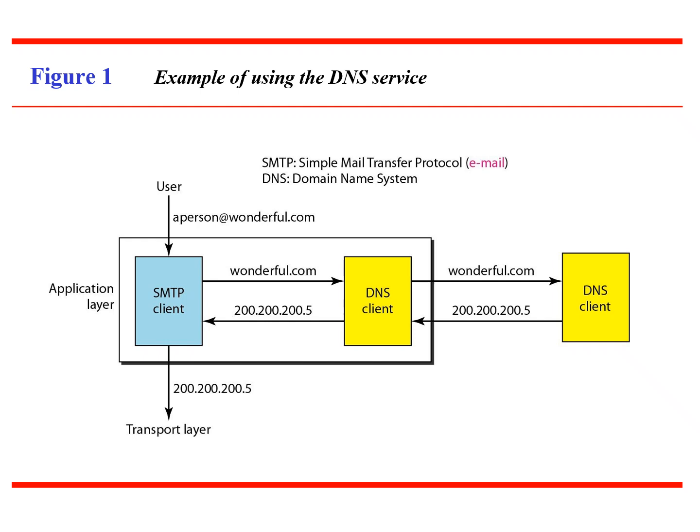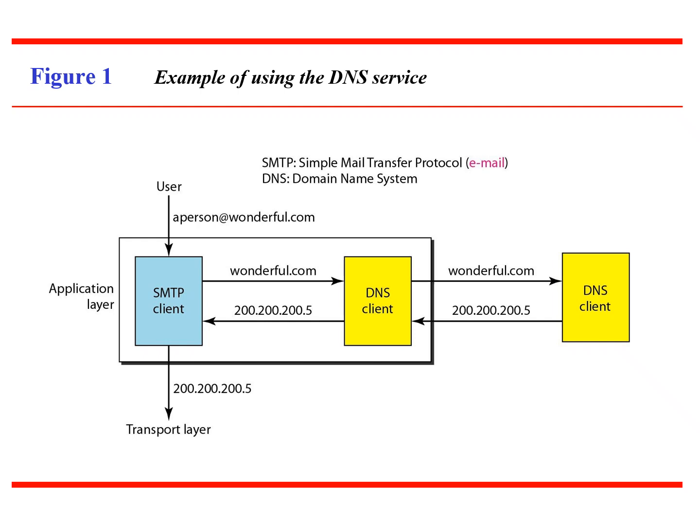Given this slide, here we are seeing an example of using the domain name server. They have shown a simple diagram of how conversion is done for an SMTP server. SMTP stands for Simple Mail Transfer Protocol. For sending and receiving mails, we use the SMTP protocol. For example, a user wants to send a mail to a person at wonderful.com. In the internet, we need IP addresses, and only with the help of IP addresses will we be able to communicate.